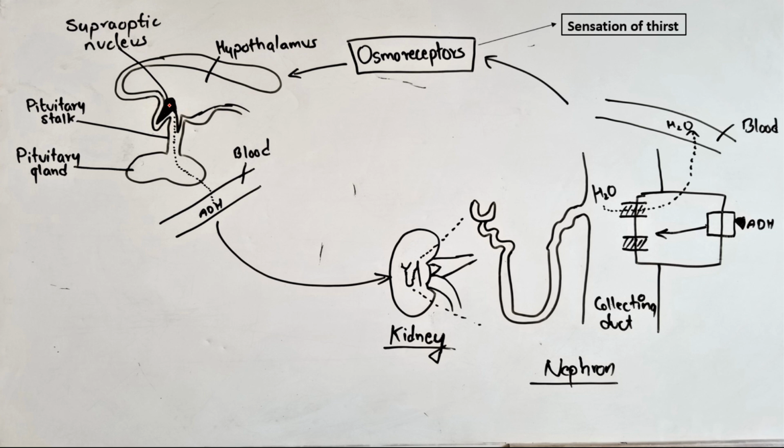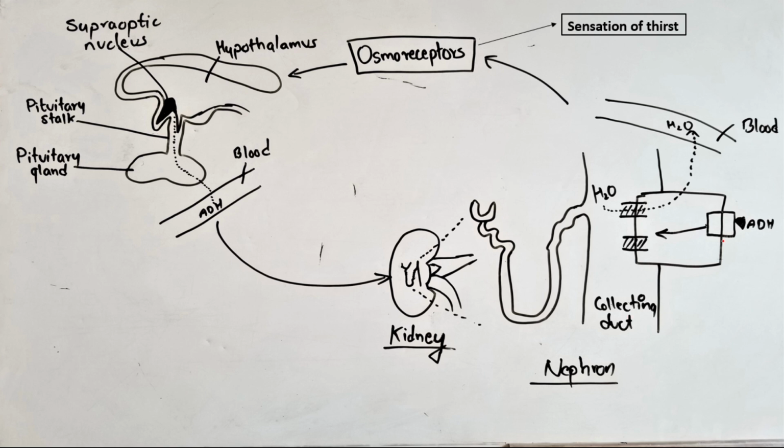These hormones are formed in the supraoptic nucleus and they will travel all the way to the posterior pituitary gland through the supraoptico-hypophyseal tract, which is present in this pituitary stalk. And they are stored in this posterior pituitary gland and released into the blood. When released in the blood, this ADH hormone will travel to the kidney and act on the distal convoluted tubule as well as the collecting duct of the kidney.